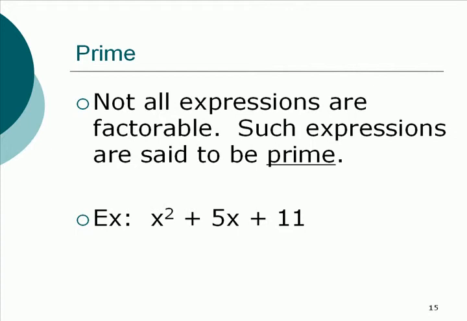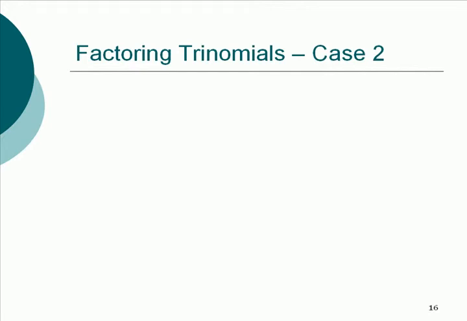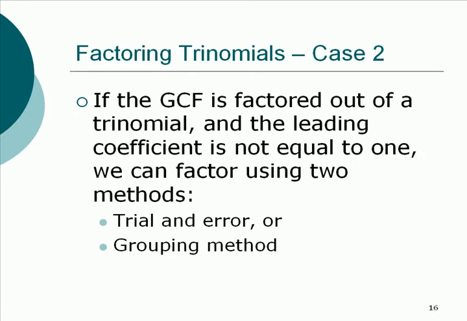Okay, the last type of thing that we need to look at here is the case where the leading coefficient, that first coefficient, isn't 1. They have been so far. If you factor out the GCF and you're still left with a coefficient that's not 1, you have two choices for how you factor it. You can continue on this idea that we've been doing and just use trial and error. That works sometimes. I've seen people who are very good at it. I'm not.